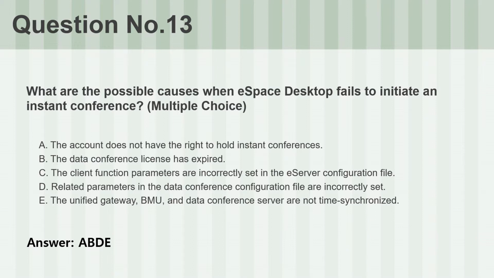Question number 13. What are the possible causes when eSpace Desktop fails to initiate an instant conference? Multiple choice. A. The account does not have the right to hold instant conferences. B. The data conference license has expired. C. The client function parameters are incorrectly set in the eServer configuration file. D. Related parameters in the data conference configuration file are incorrectly set. E. The Unified Gateway (BMU) and data conference server are not time synchronized. Answer, ABDE.